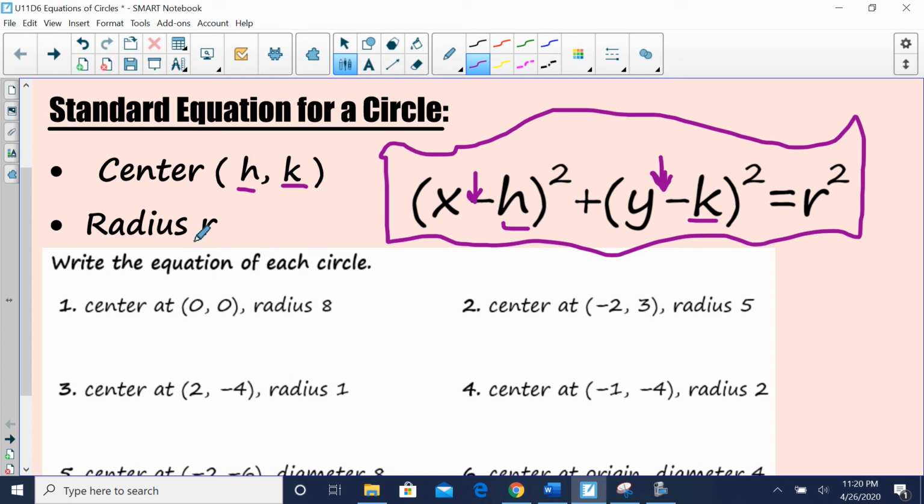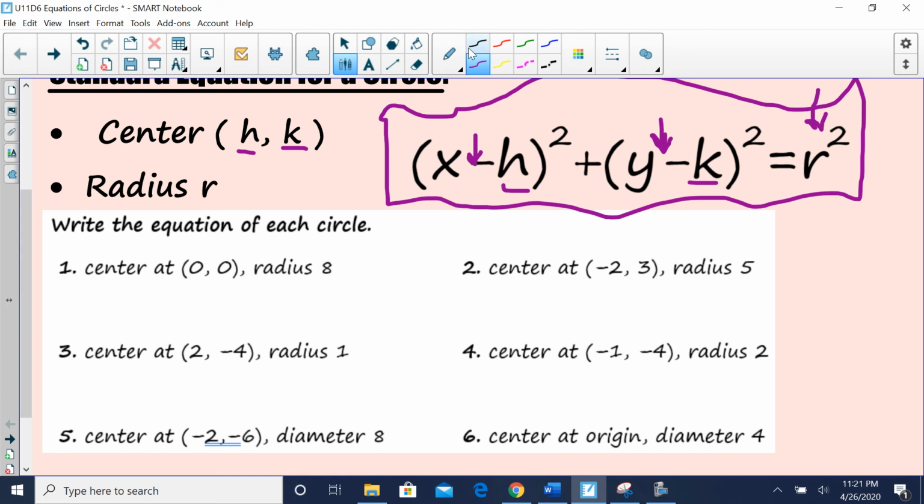Okay, r is going to represent the radius, and what you'll notice here is that at the end of the equation it's actually squared, so the radius squared. So we're going to practice working with that equation right there. I'm going to erase a few of my markings in here, and we'll practice working with this.